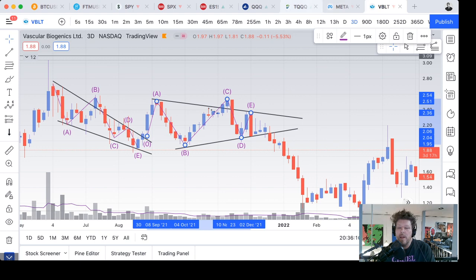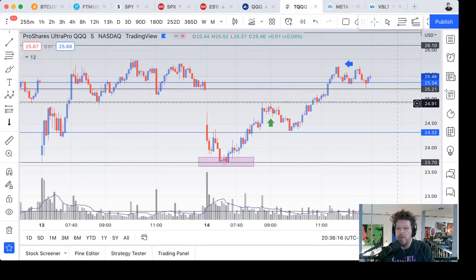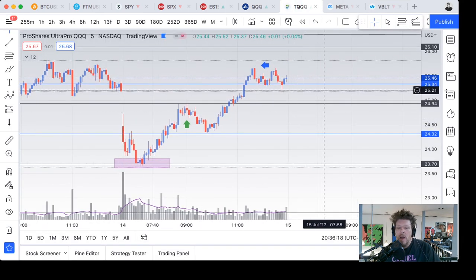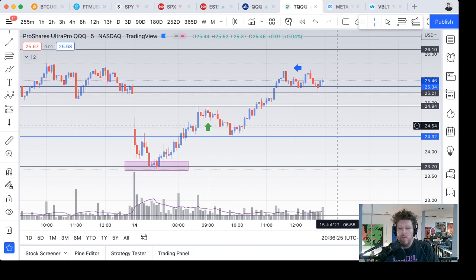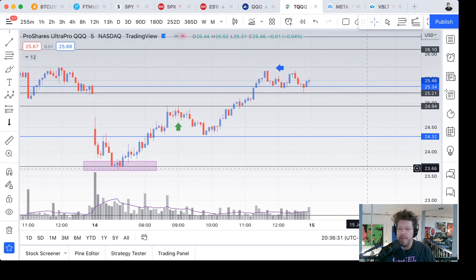Okay, so I'm going to go over to a trade that I did today. This is TQQ, and I want to show you the Fibonacci tool and tell you how I entered this trade, why I entered this trade. And again, this is very imperfect, so I'm going to be correcting myself as I go along.